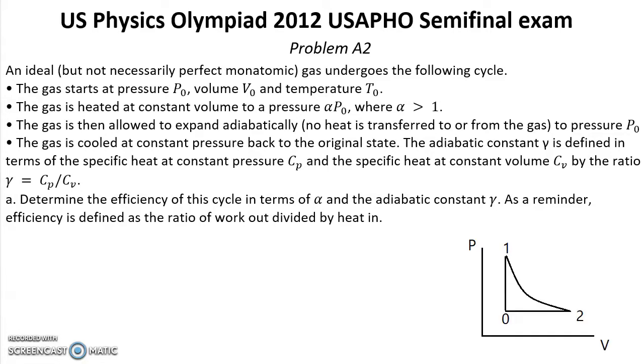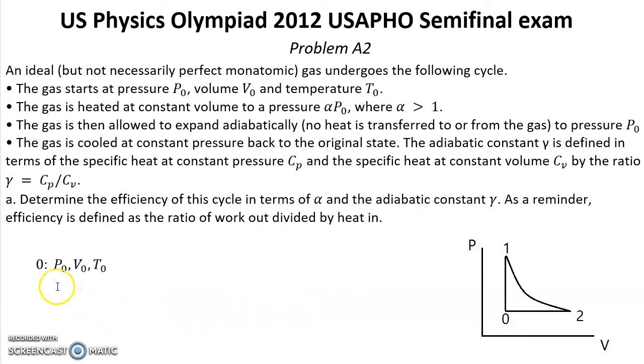Solution. As we can see on this PV diagram, we have an isochoric process from point 0 to point 1. After that we have adiabatic expansion from point 1 to point 2. And after that we have isobaric compression from point 2 to point 0. Now let's calculate all these parameters P, V, T for each point.